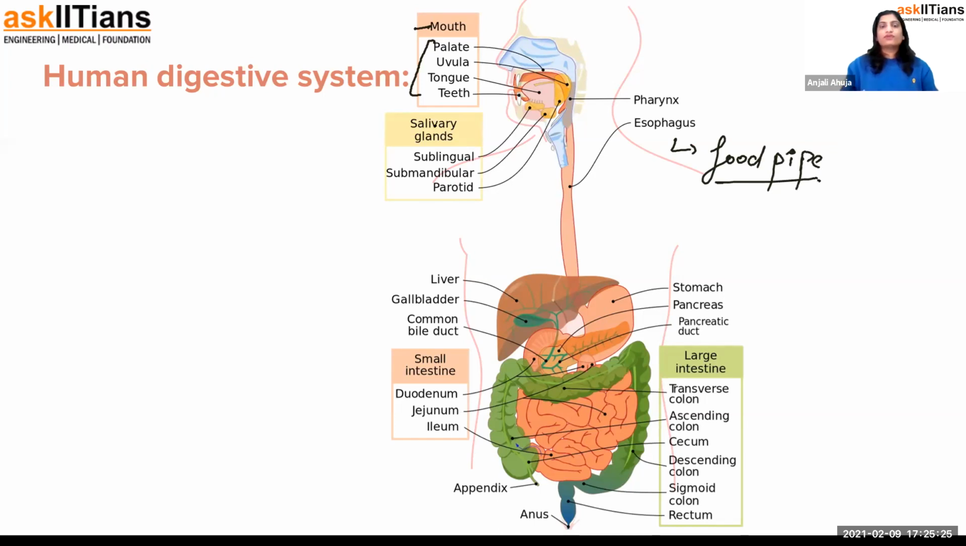Okay, so after the food pipe, you see all the glands are present. I'm going to explain this also. After the food pipe, there is the stomach. After the stomach ends, the small intestine starts. So this part is the small intestine. It has the duodenum, jejunum, and ileum. This is all small intestine.